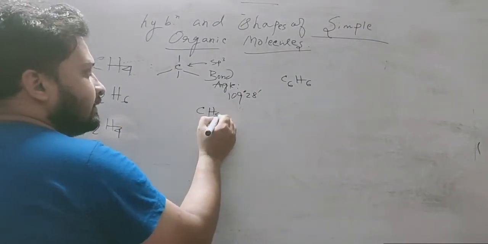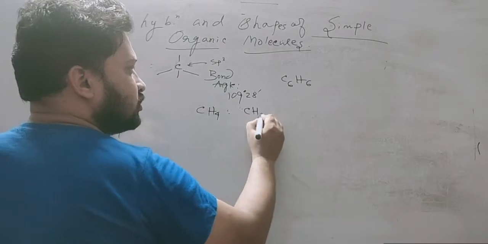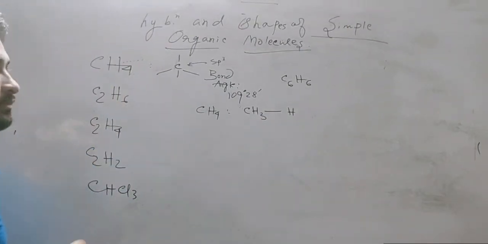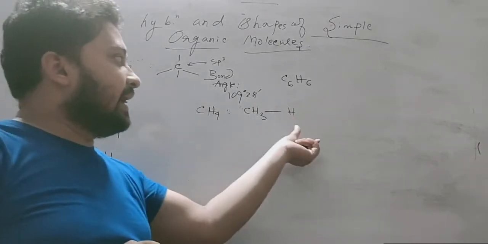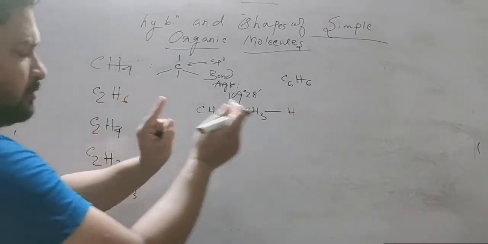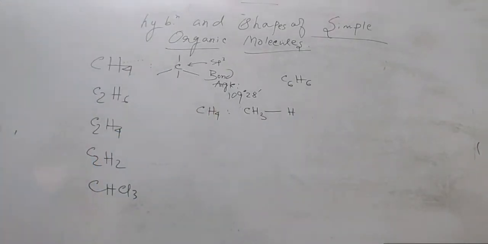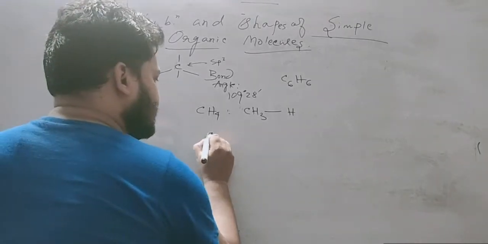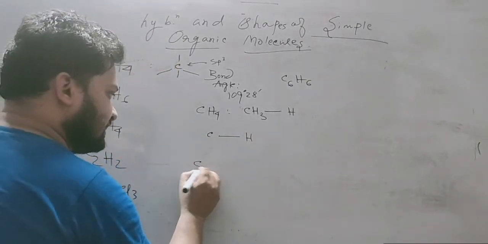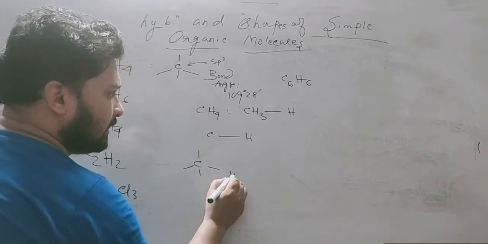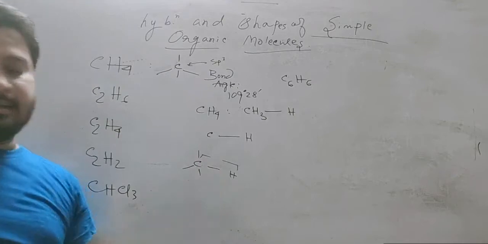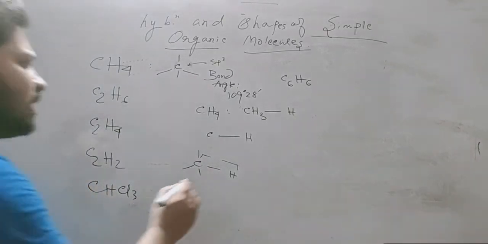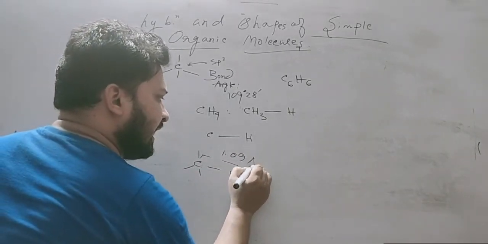We can write CH4 as CH3-H, a style to represent CH4. The bond length between CH3 and H, that is between C and H, in CH4 is 1.09 angstrom.